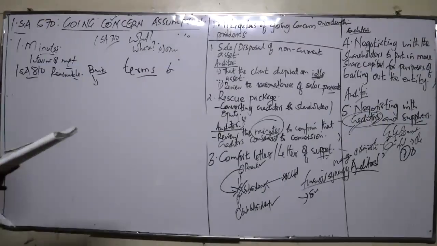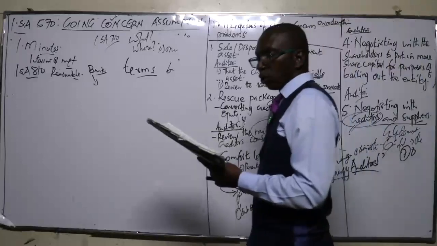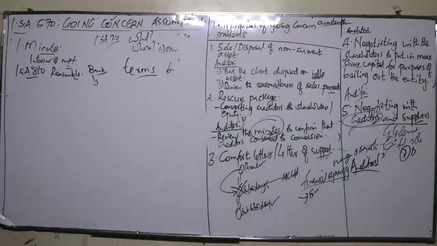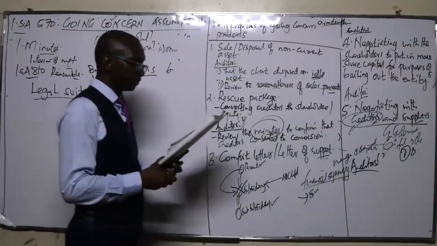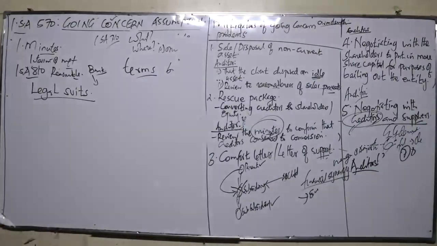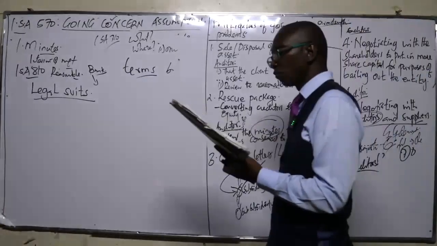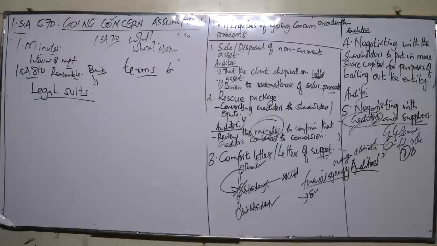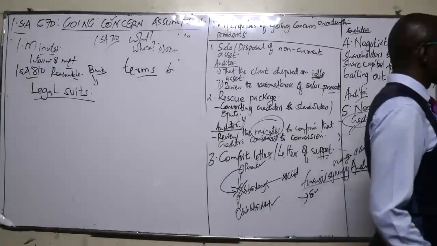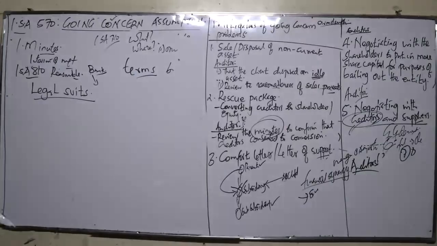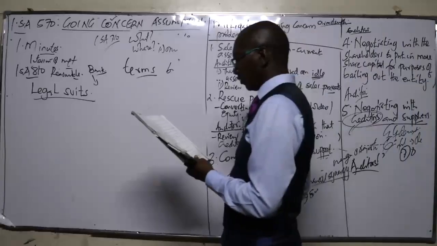All right. Number 5, inquiring from the entity's lawyers regarding existence of legal suits, their outcomes, and estimates of the expected loss. Legal suits, their outcomes, and estimates of the expected loss.